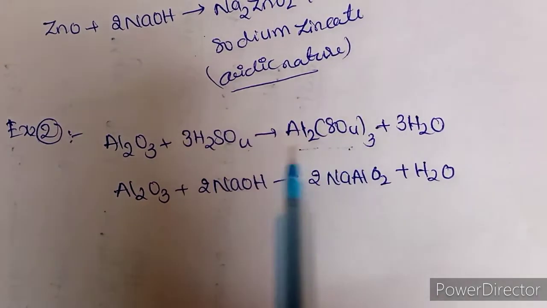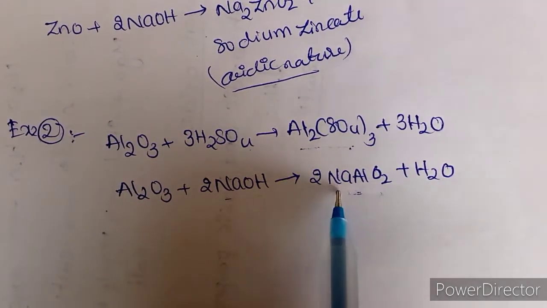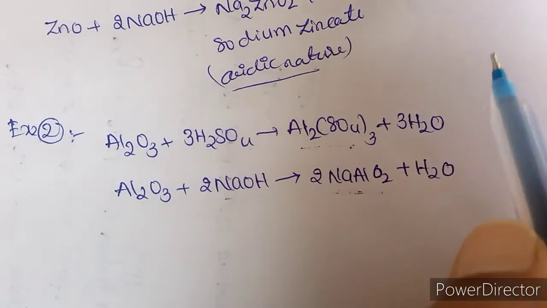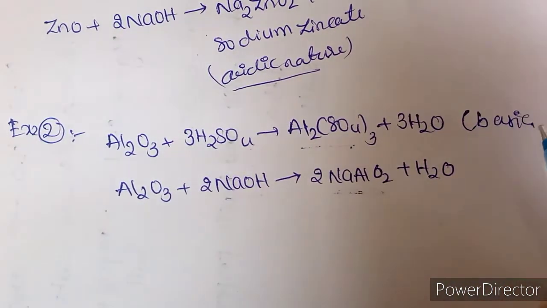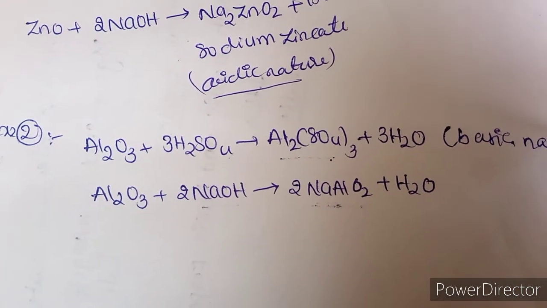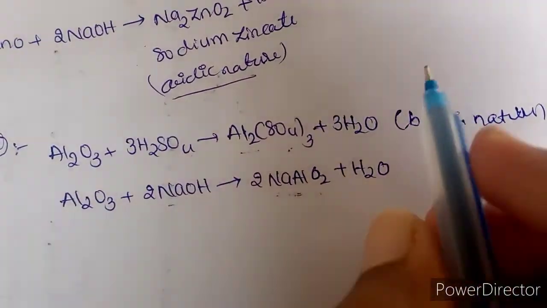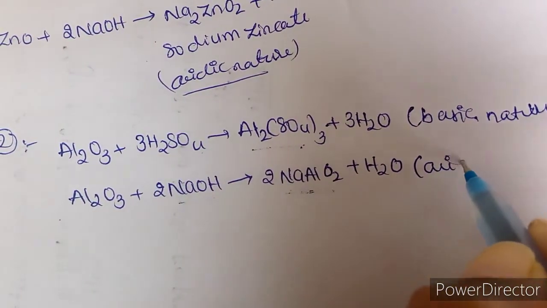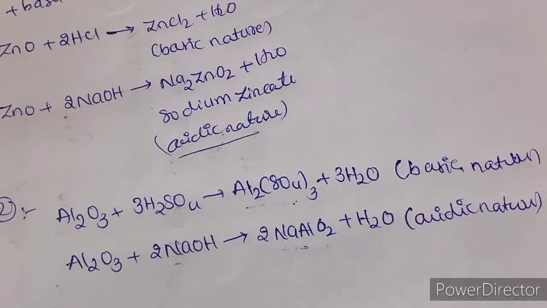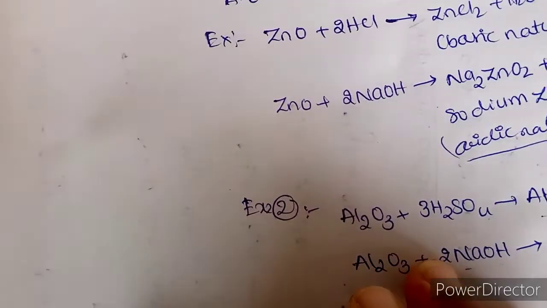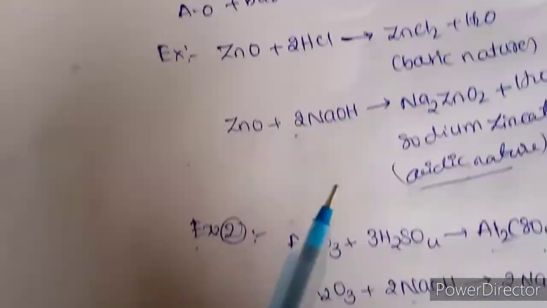Next example, aluminum oxide. If aluminum oxide reacts with acid, it produces aluminum sulfate salt, and whenever it is treated with sodium hydroxide, it produces sodium aluminate salt. It also shows dual character, acidic and basic. This is the information about amphoteric oxides.